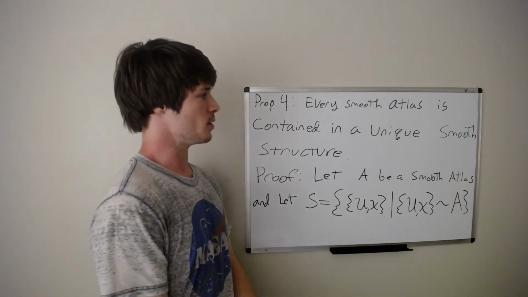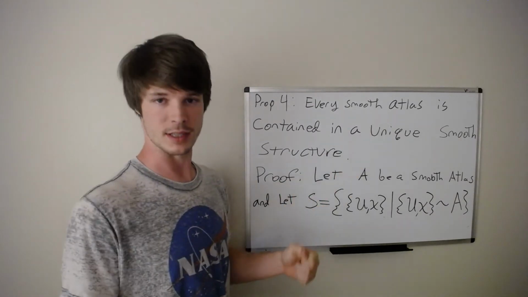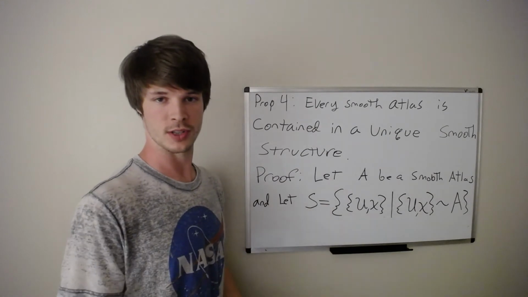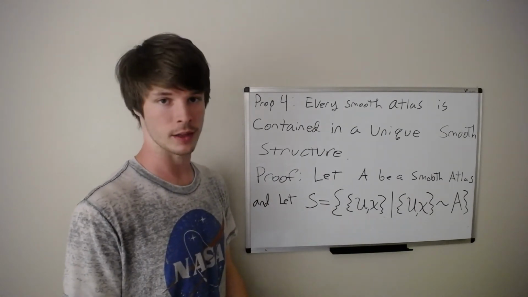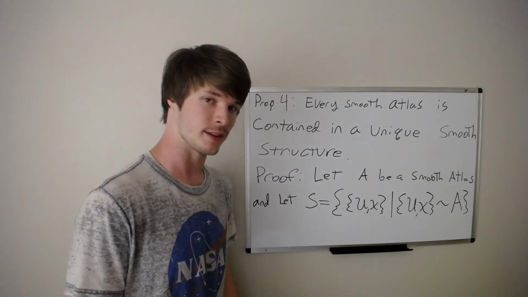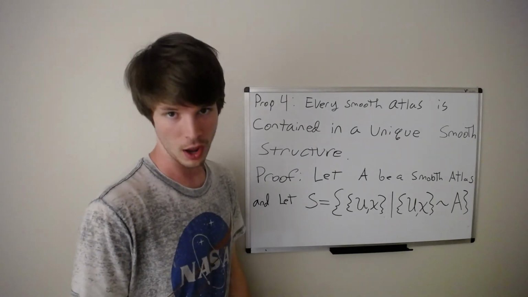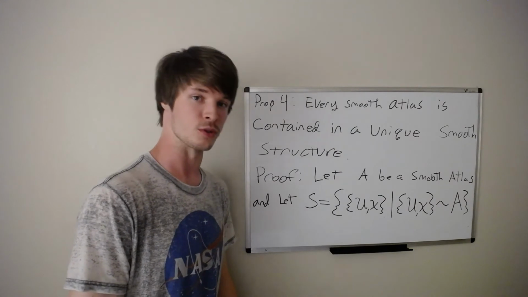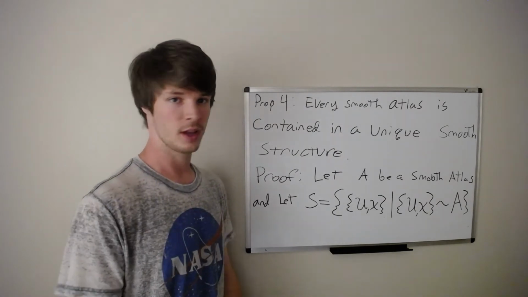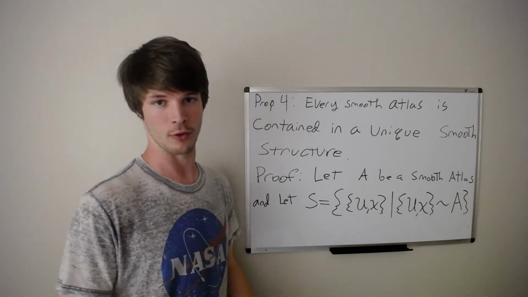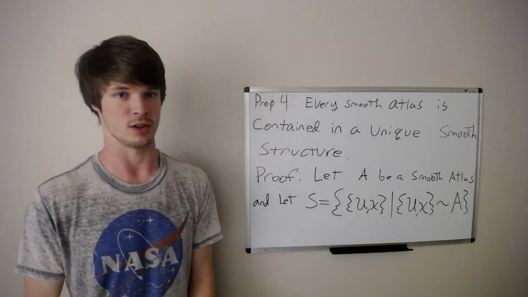So I need to show you that every smooth atlas is contained in some larger set of charts. I need to show that that larger set of charts is in fact a smooth atlas. I need to show that that smooth atlas is in fact a smooth structure, and then I need to show that that smooth structure is in fact unique. So there are 4 parts to this proof, and I will be breaking it up into all 4 parts so that it'll be much easier to follow along.